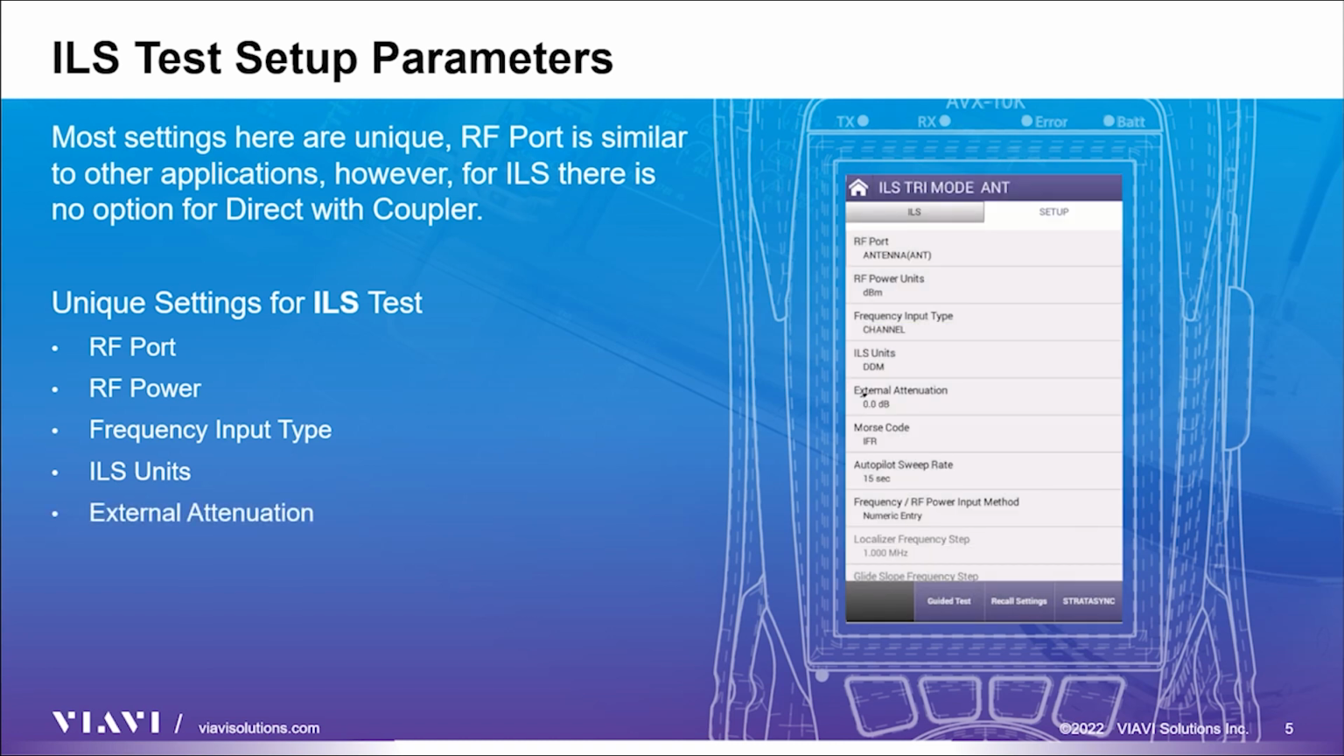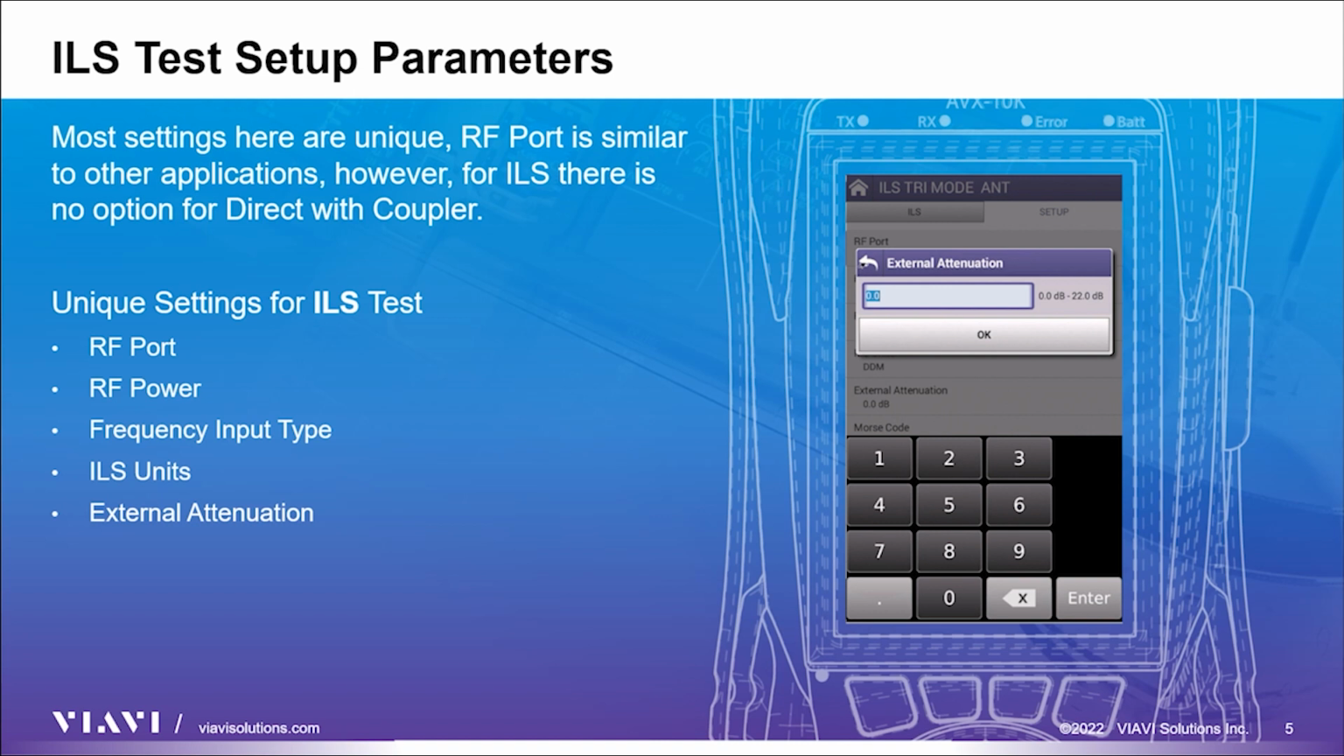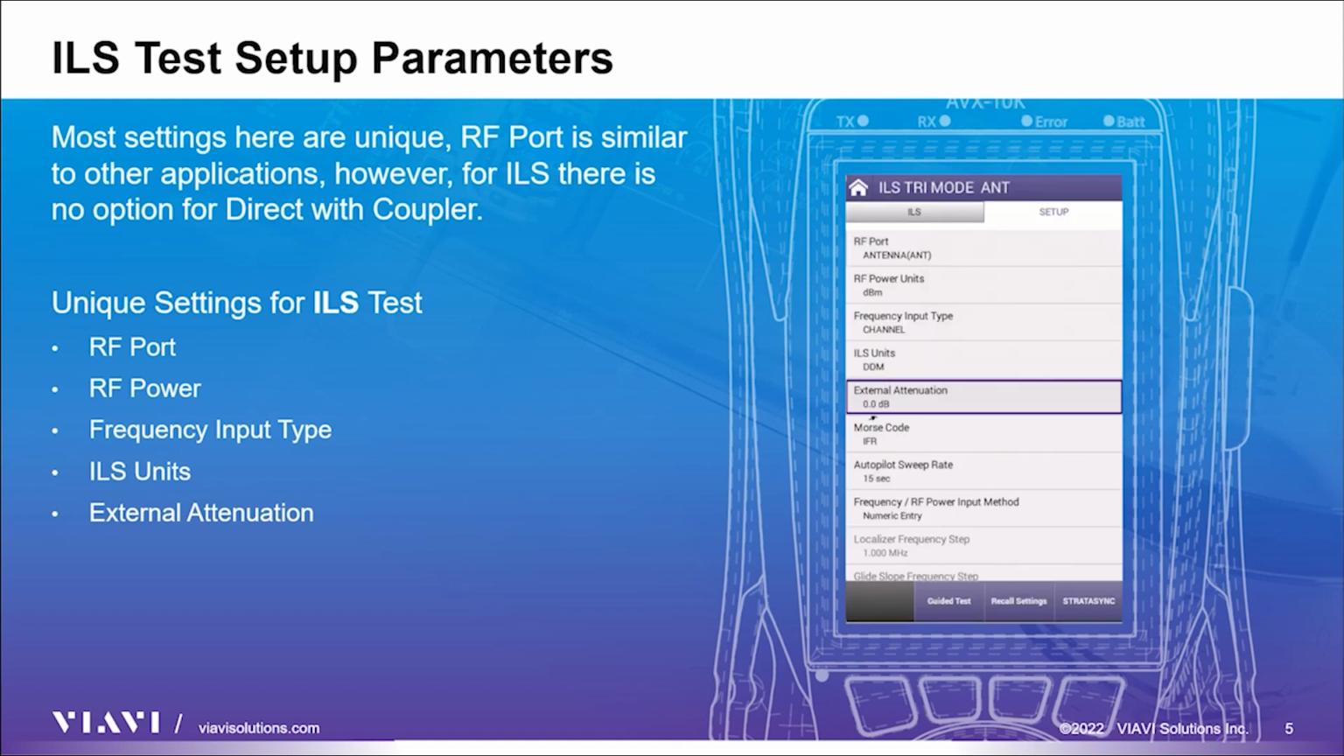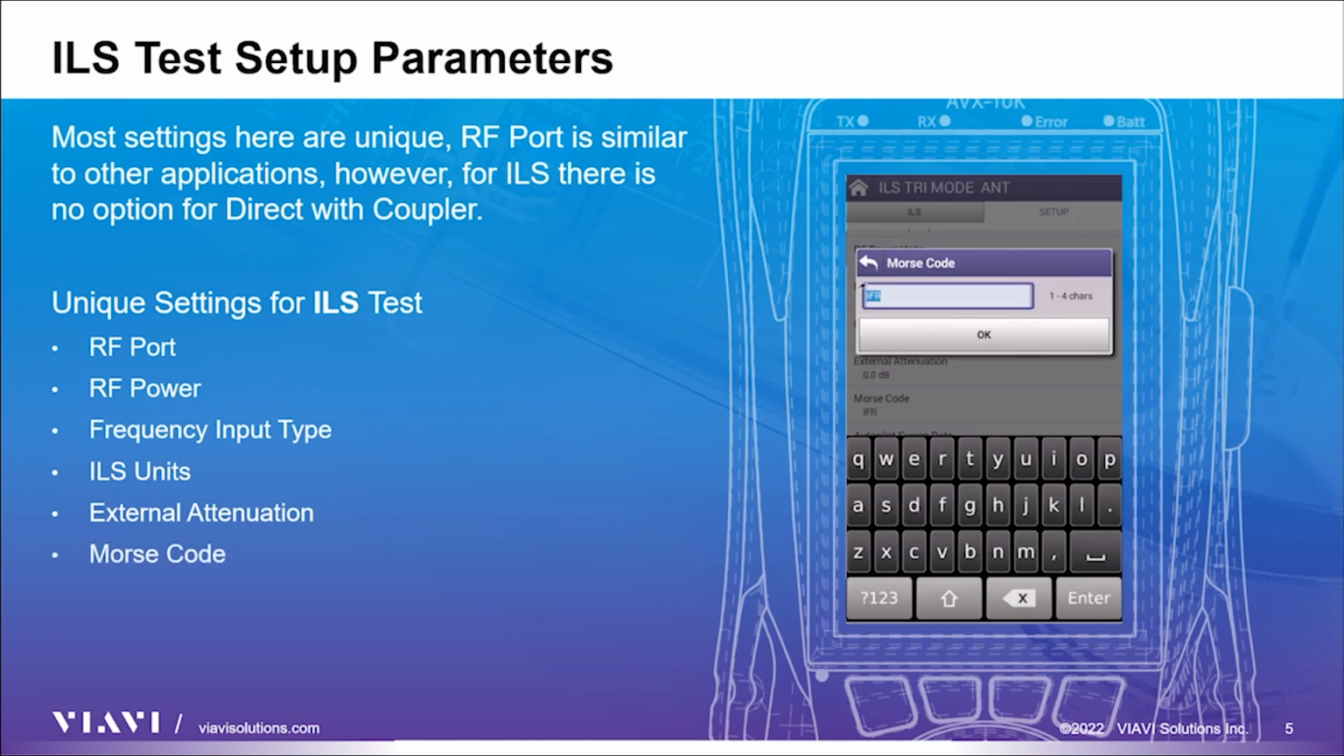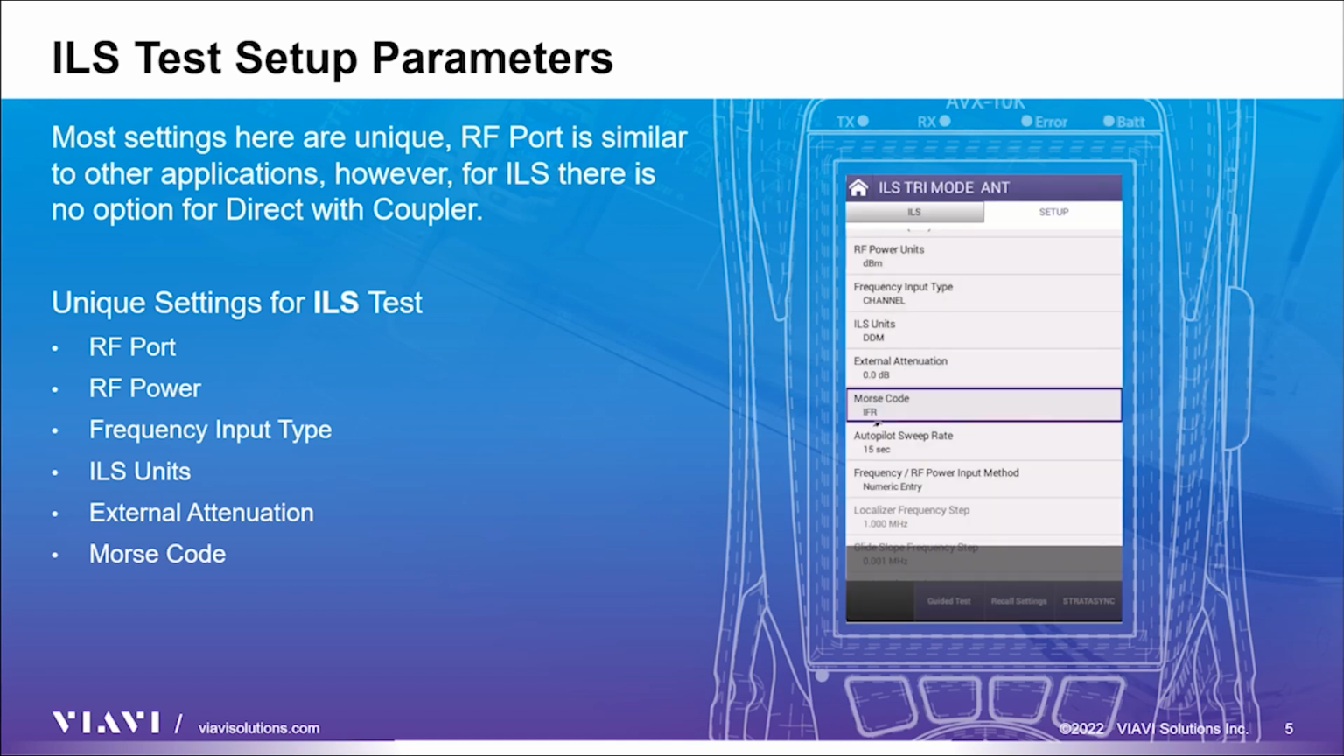External attenuation allows for 0 to 22 dB of compensation for an external attenuator on the RF I/O connector. This is used for extending the power monitor rating and range. If the external attenuator is selected, the value is displayed on all mode screens in the external attenuation field under the RF level field. The Morse code field defines up to 4 characters that are transmitted when Morse is selected under the localizer setting on the main page.